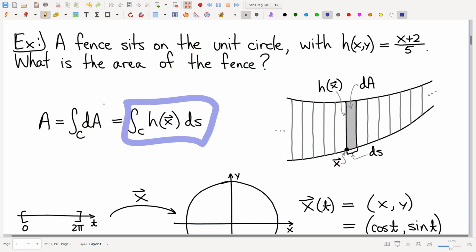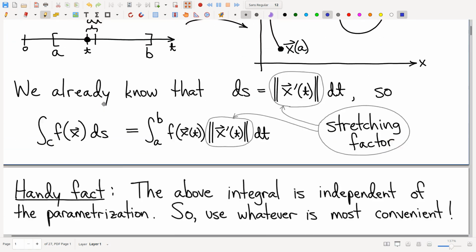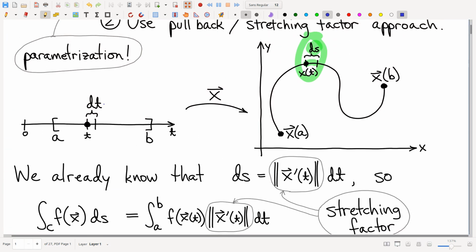We have a process for computing scalar line integrals. Let's see, what is our process? Quick reminder. Our process for computing a scalar line integral is, step one, to parameterize that curve. In other words, view it as being an image of a nice pullback domain.